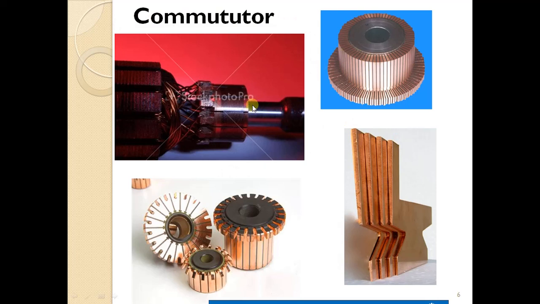And next we have the commutator. Here you can see this is the armature part, and here we have slots where the conductors are placed inside, and you can also see that all the conductors are connected to the commutator. This is the commutator. This is your shaft, and here also you can see the commutator. This is the riser part, and this is the commutator. In between the commutator segments we have insulation, and this is a single commutator segment, an individual commutator segment.